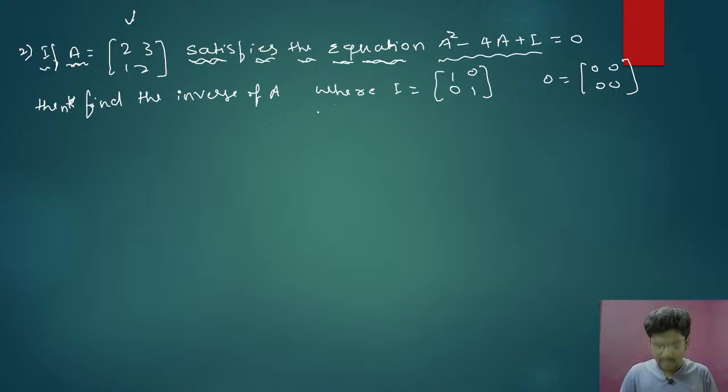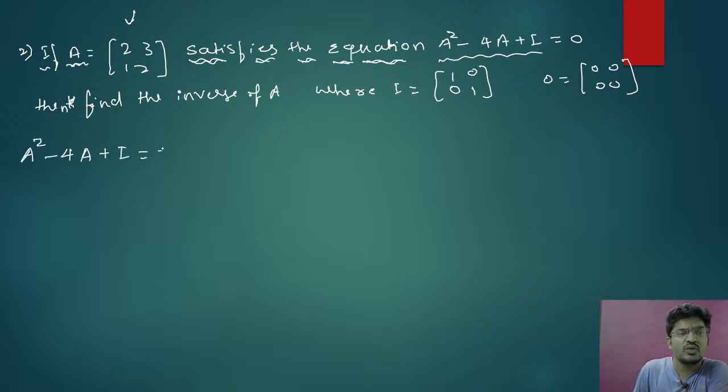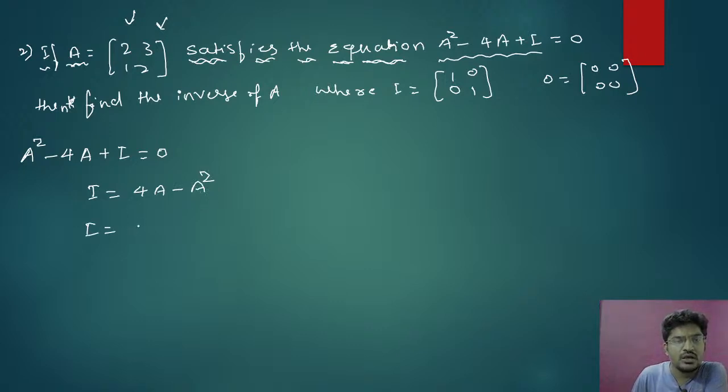Okay, so already they have given that A square minus 4A plus I equal to 0 is satisfied by this matrix. So now using this we have to solve. I will be equal to what? 4A minus A square. Now take A term common: (4 minus A) into A.